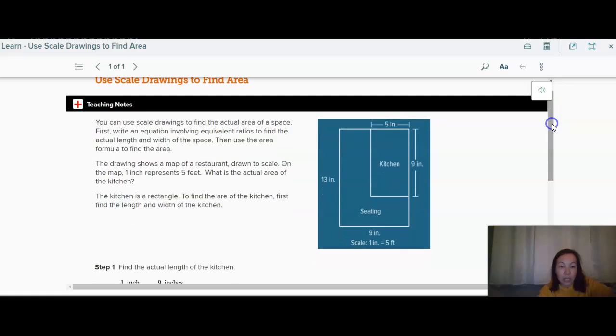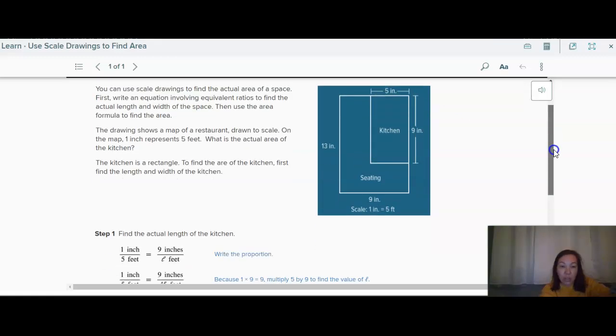So here is the map of a restaurant drawn to scale, and for every 1 inch on the drawing, that's 5 feet of the actual length of the restaurant. What is the actual area of the kitchen? So on the drawing, it's 5 inches by 9 inches, which would be 45 square inches, but obviously we know that's not the actual length. So first we want to find the length and width of the kitchen.